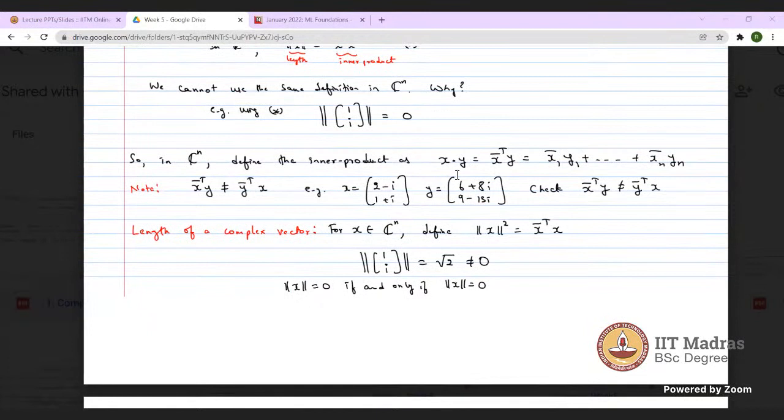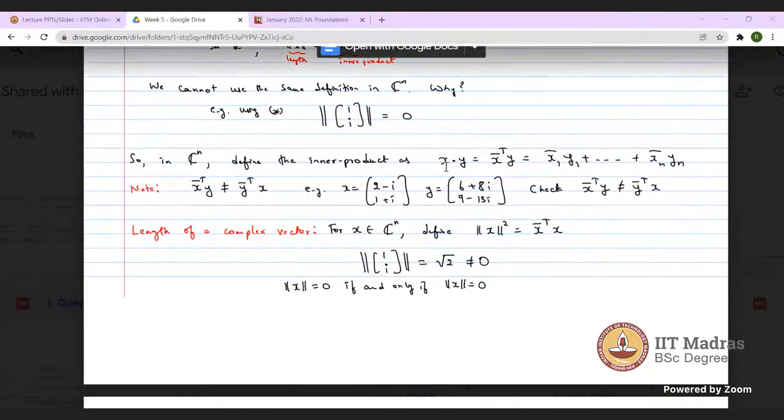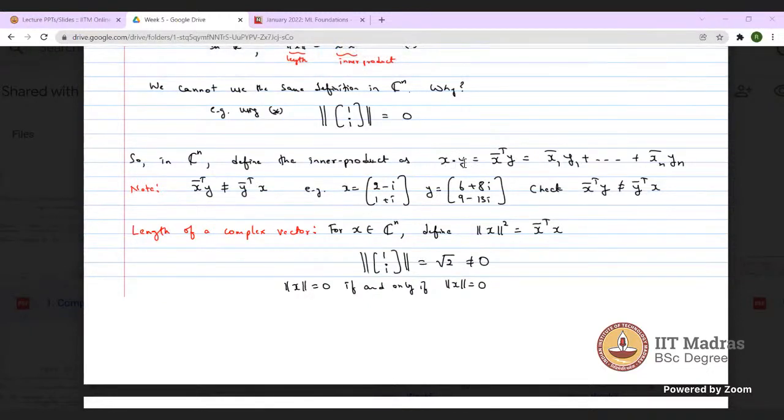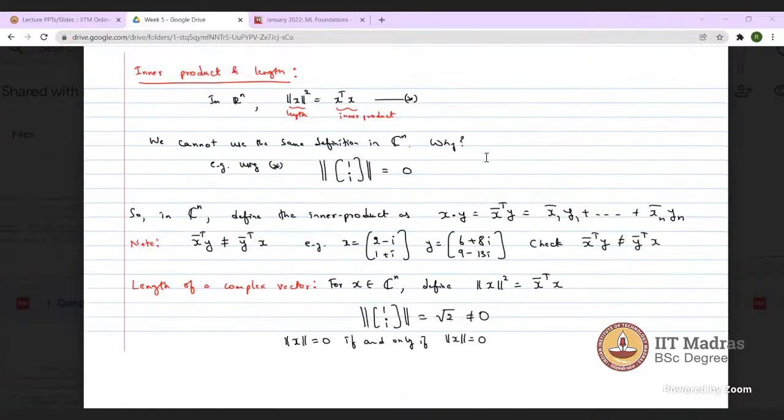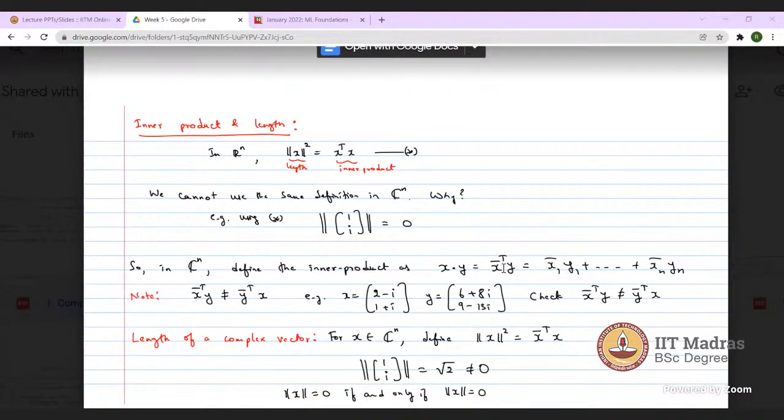For complex vectors, the inner product of two vectors x dot y, where x and y both are complex vectors, will be equal to the conjugate transpose of x multiplied by y. Okay, so this conjugate, the conjugate of a vector. Yes, explain this. How do you find the conjugate of a vector?